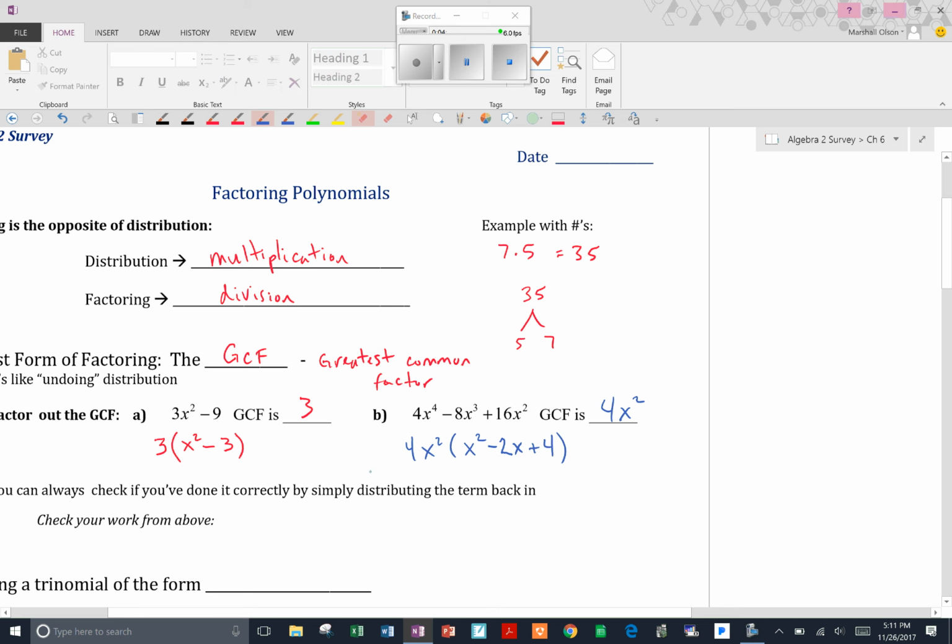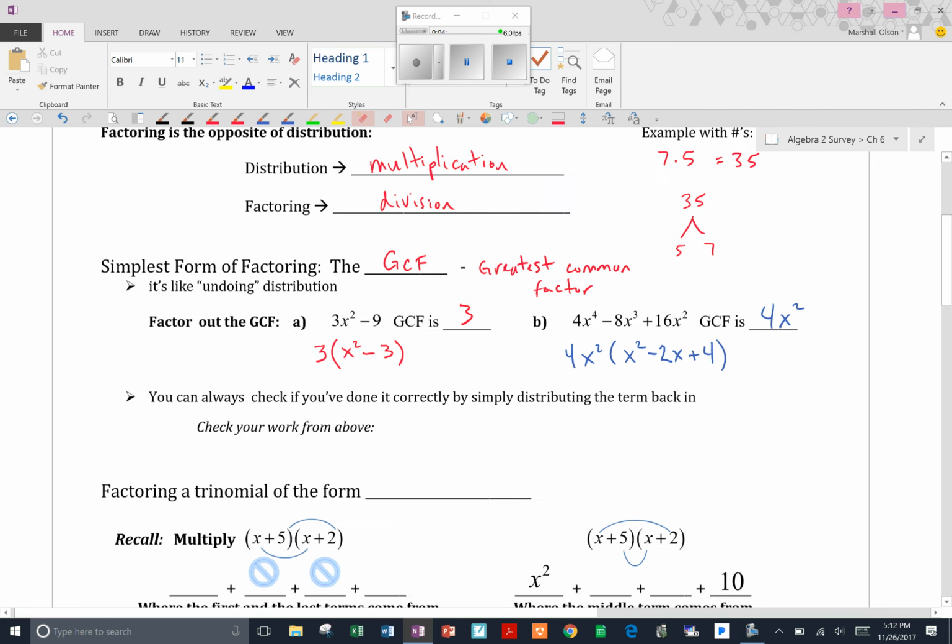Whenever you pull a GCF out, just mentally check your work by going, if I multiply this back in, would I get the original? 4x squared times x squared is 4x to the 4th. Check. 4x squared times negative 2x, that's negative 8x cubed. Check. And 4x squared times 4 is 16x squared, so looks good. That's the simplest form of factoring. That's pulling a GCF out.